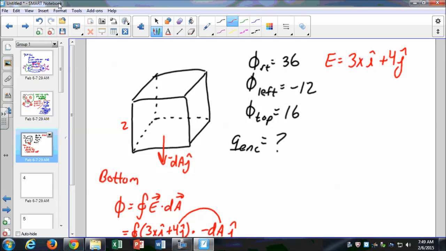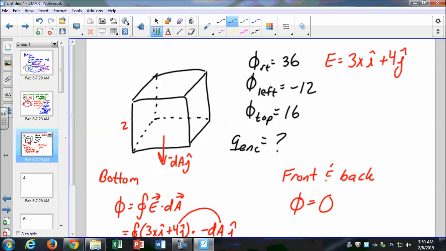Remember, with dot product, i dot i equals 1, j dot j equals 1, and k dot k equals 1. But i dot k, i dot j, j dot k, all those are equal to 0. So our back face and our front face give me a flux equal to 0, because i dot k and j dot k are both equal to 0. Anytime you have two vectors that are perpendicular, their dot product is 0.